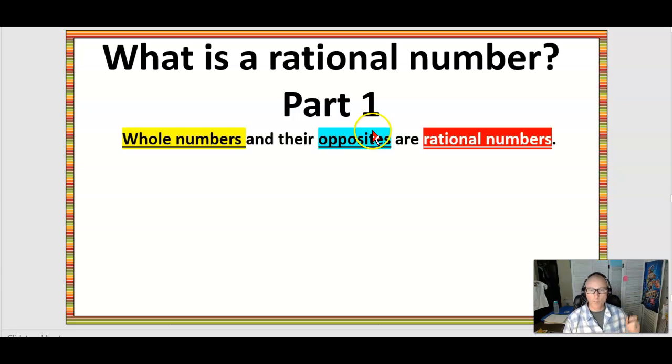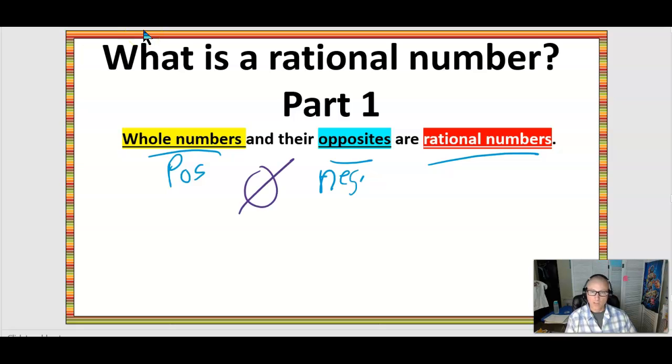So what's a rational number? As we said before, whole numbers and their opposites are rational numbers. Whole numbers are essentially the positive numbers for the most part. Think of them as positive numbers. Opposites are basically negative numbers. But again, this little 0 kind of spoils that, because 0 is not positive and 0 is not negative. It's one happy neutral number.